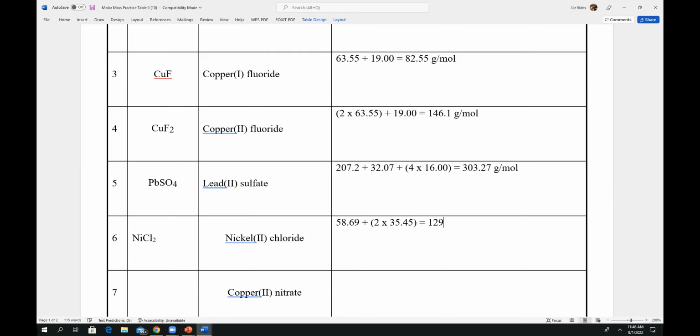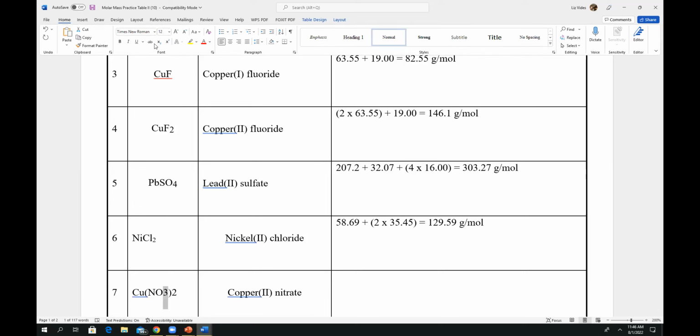129.59. That is grams per mole again. Copper(II) nitrate. Okay, so we got copper, and we have nitrate. Nitrate is actually NO3, and we have a 2. So let's fix these so that they'll be in the right spot, because they're not.